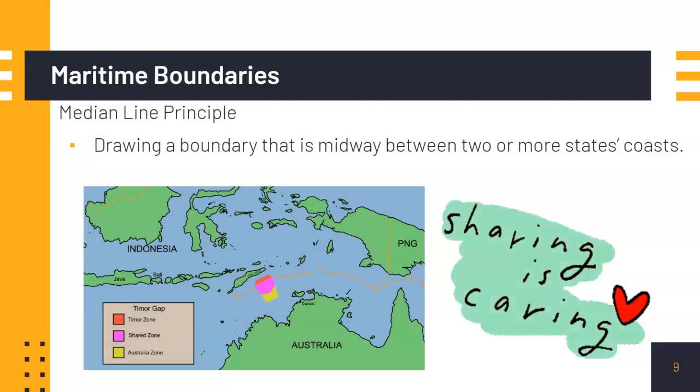The median line principle is an important concept in determining the boundary between exclusive economic zones when two or more countries are in close proximity to each other. According to the United Nations Convention on the Law of the Sea, when the EEZs of two countries overlap and the distance between their coasts is less than 400 nautical miles, the boundary is often drawn using the median line method. This principle involves drawing a boundary that is exactly midway between the coasts of the neighboring countries.